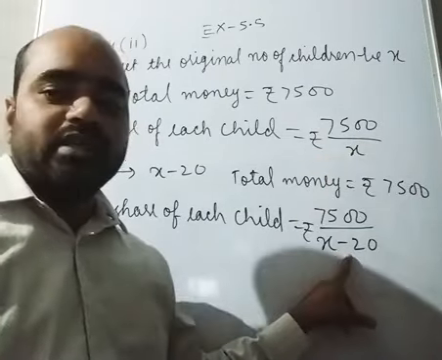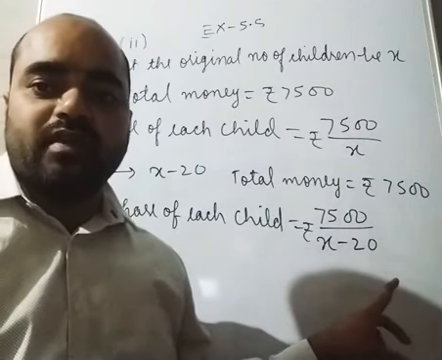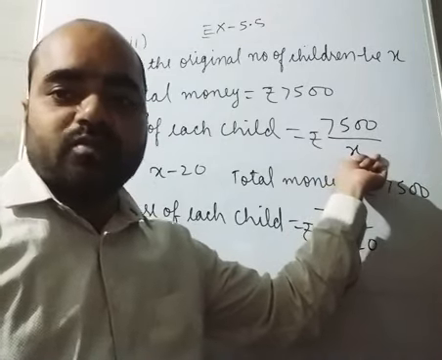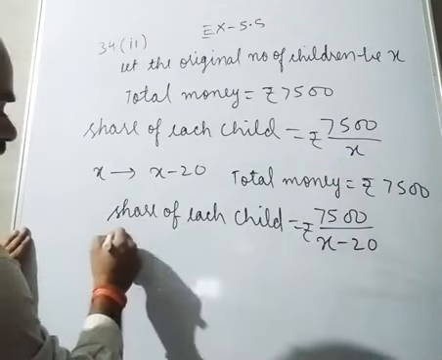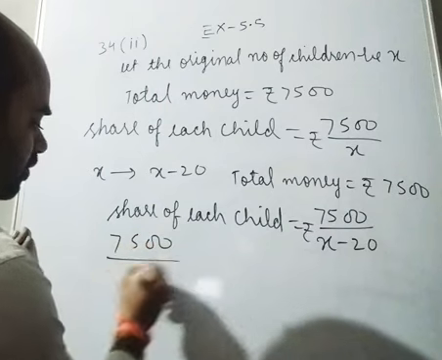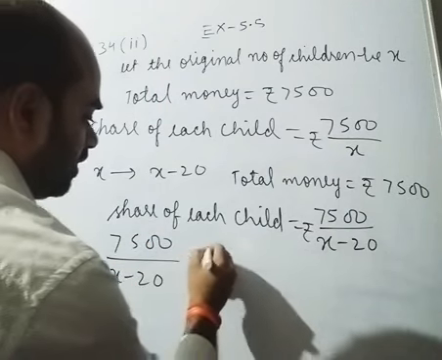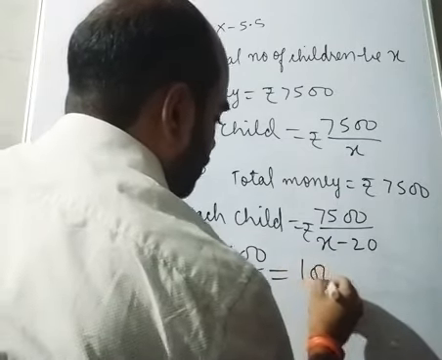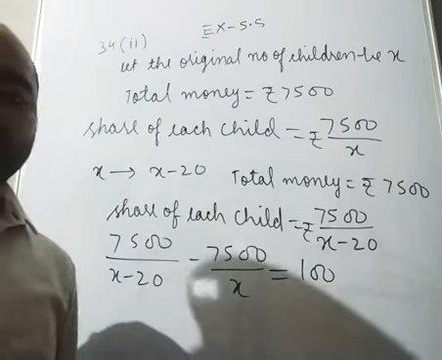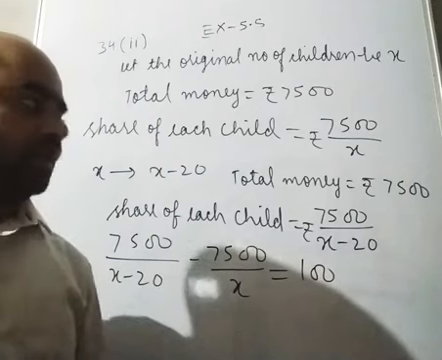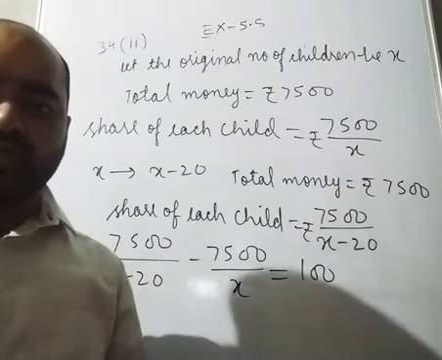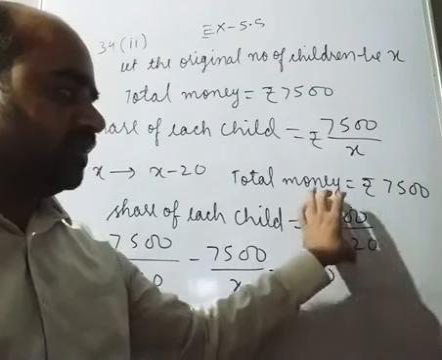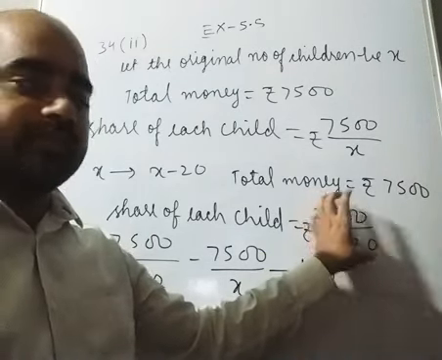Here the denominator is less. Denominator is less means you are dividing by a smaller number. It means this will be greater and this will be smaller. Therefore the equation will be 7500 upon x minus 20 minus 7500 upon x is equal to rupees 100. This is the equation. Correct. This is greater. It is already written rupees 100 received, rupees 100 more. Here the denominator is less, so the whole quantity will be greater.